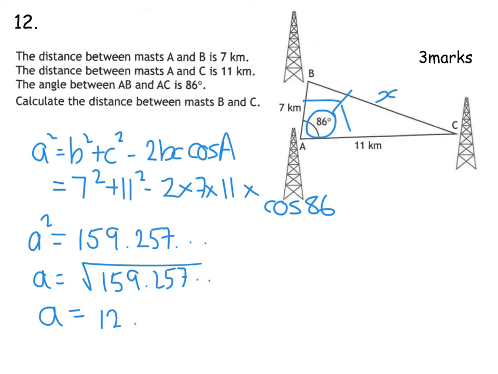12.619, and it hasn't mentioned rounding, so I'm just going to round it to 2 decimal places. So 12.62 kilometres to 2 decimal places. And as I said, lovely 3 marks if you recognise the question. 1 for your answer, 1 for getting to there, 1 for your substitution.